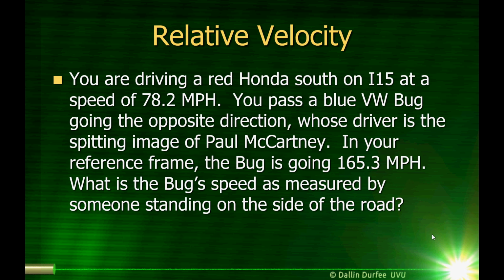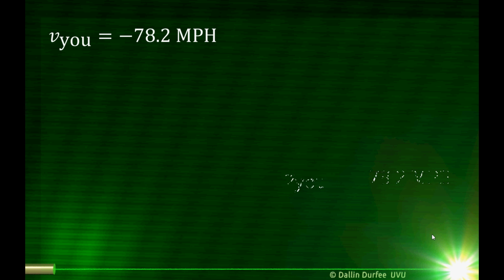So, for example, you're driving a red Honda South on I-15 at a speed of 78.2 miles per hour. You pass a blue VW Bug going in the opposite direction whose driver is the spitting image of Paul McCartney. In your reference frame, the Bug is going 165.3 miles per hour. What is the Bug's speed as measured by someone standing on the side of the road? Well, your velocity is negative 78.2 miles per hour. Negative because I'm going to let north be positive, and you're moving south.